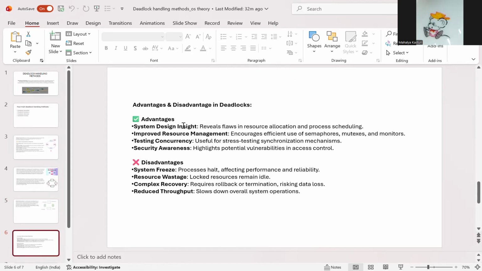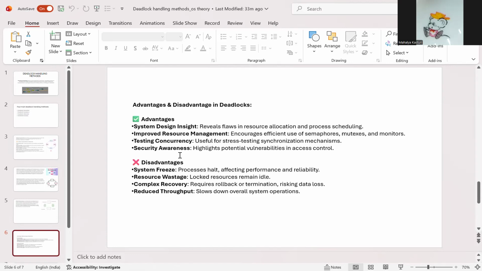Then coming to the advantages and disadvantages of deadlock. We can go with the advantages first. System design insight: it helps developers find weaknesses in how resources are shared or scheduled, like in traffic jams, where it usually happens. Then improved resource management, like assigning parking spaces so cars don't block each other. Then testing concurrency: in ATM networks, people can use the same ATM network smoothly, right?